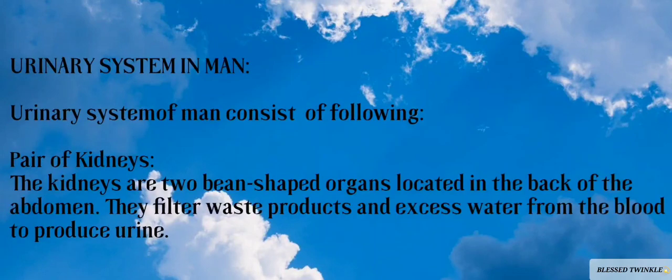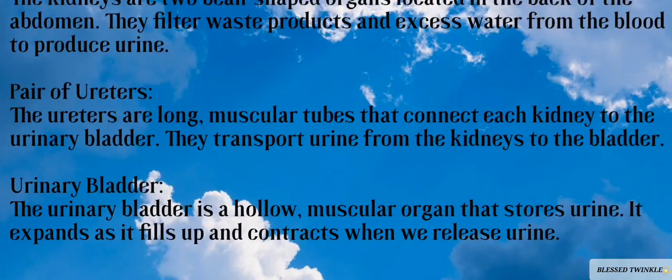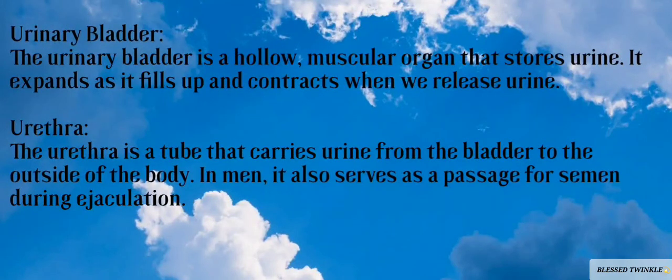Moving to the urinary system, it consists of several parts: the kidneys, ureters, urinary bladder and urethra. Kidneys are responsible for the formation of urine, and ureters carry the urine from the kidney to the bladder. The bladder stores the urine for a long period of time, and the urethra excretes the urine out from the body. Here it is mentioned, you can read it from here. First is the pair of kidneys, the second is the pair of ureters, then we have the urinary bladder, and the last one is the urethra.